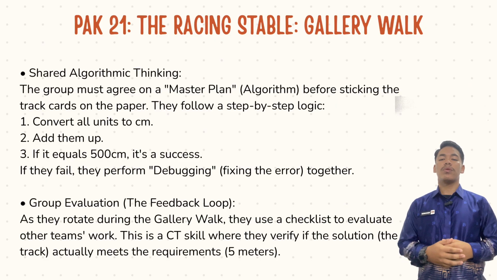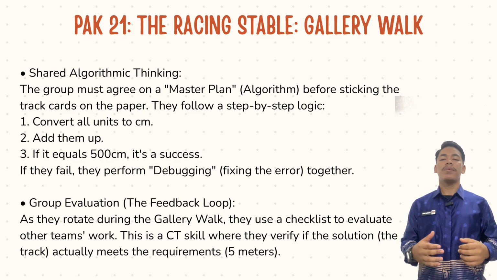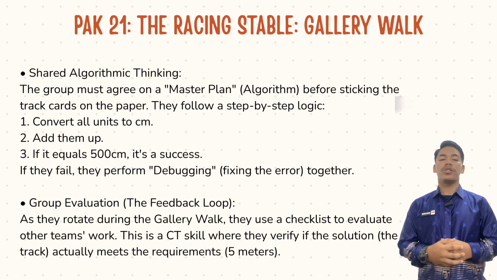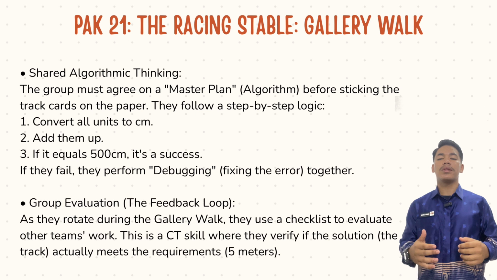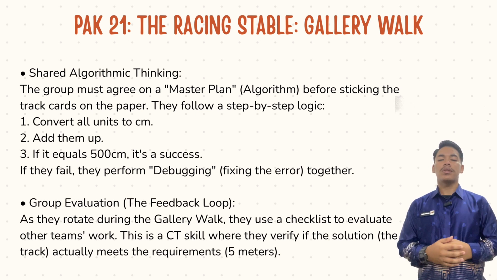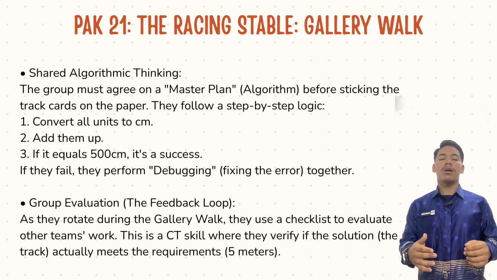Finally, the group evaluation serves as the feedback loop. By using a checklist to verify the requirement, which is the 5-meter total, students are practicing evaluation. They learn that in mathematics, the process of verifying a solution is just as important as finding it. This activity ensures that CT is not just an individual exercise, but a collaborative journey of discovery. Through the racing stable activity, the abstract numbers from the textbooks become physical, measurable, and debatable.